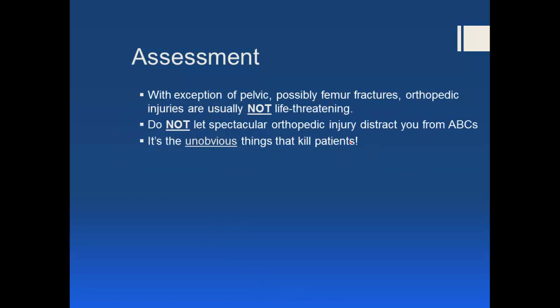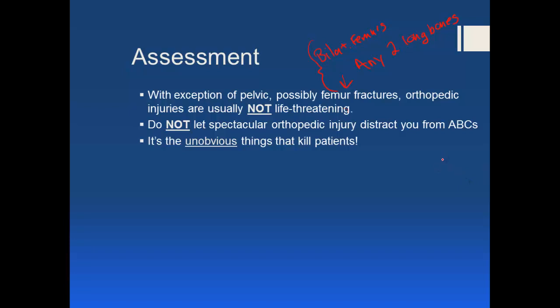So with the exception of pelvic and possibly femur fractures, and by femur it's really either bilateral femurs or any 2 long bones. So if you have a humerus and a radius ulna, then that's going to be significant. Orthopedic injuries are not usually life-threatening. And the reason that these are is just because of the associated bleeding.